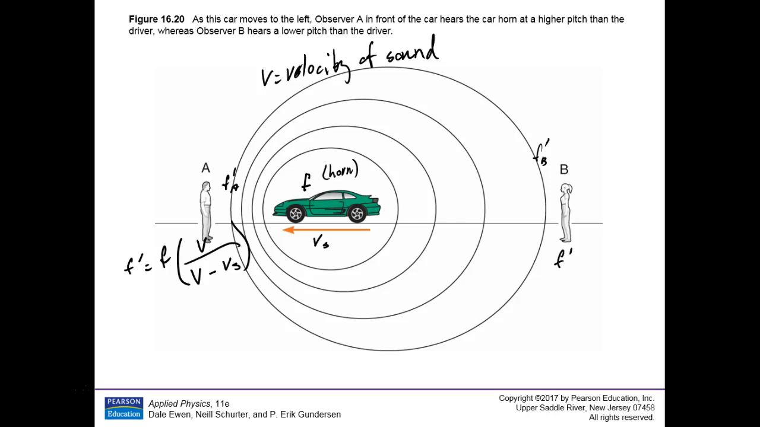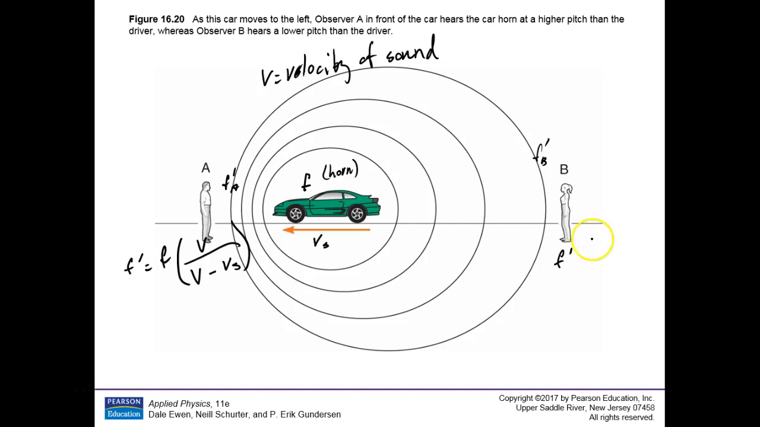The velocity of sound is always faster than the source. That car can't move at the speed of sound. Now, an airplane might be able to, but the car can't. So v minus vs makes the denominator smaller, which makes his frequency higher.